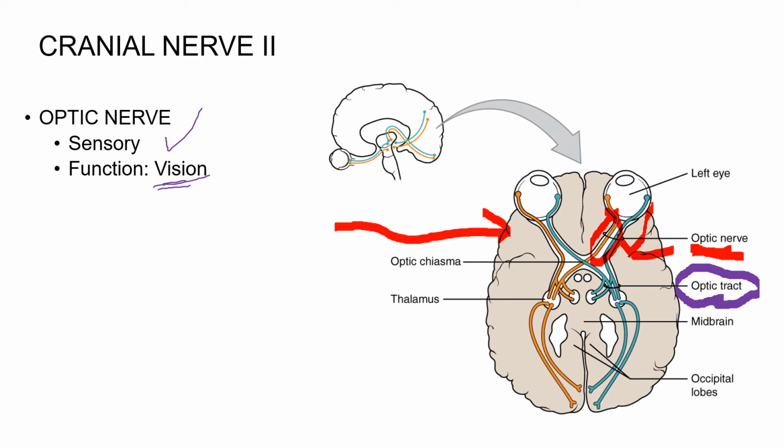Now, what's the difference? Remember, a tract is found only in the central nervous system. It's bundles of axons in the CNS, where nerves are found in the PNS. So this is actually when we're in the brain, and notice where it's going. Where does it terminate? In the occipital lobe, right? That's our visual area, our visual center. So that should make sense. But when it's actually leaving the brain and going towards the eyeball, it's called the optic nerve.